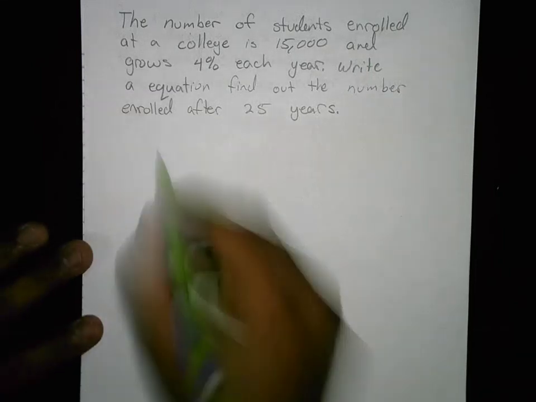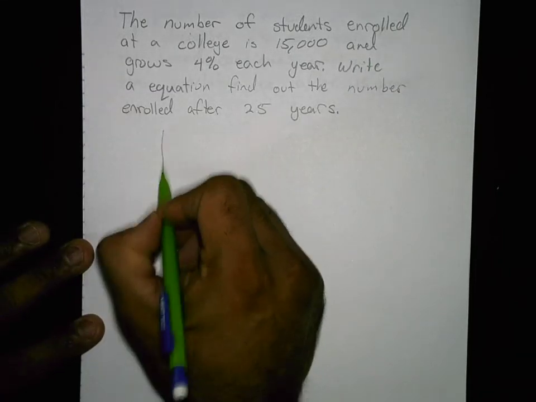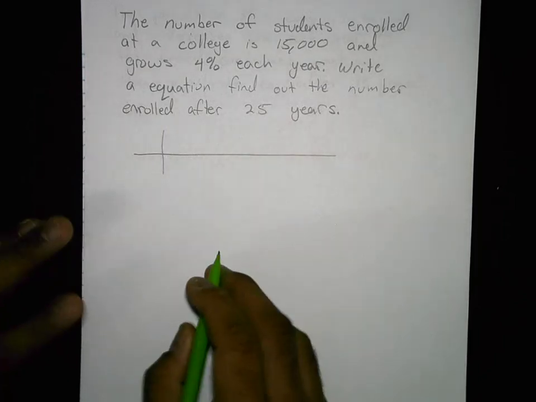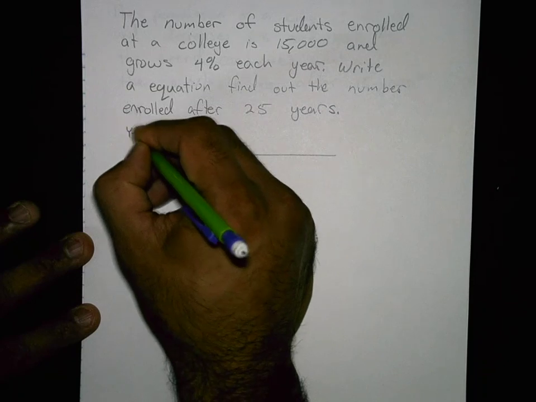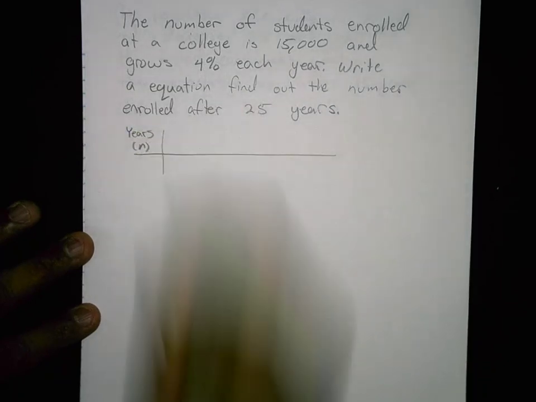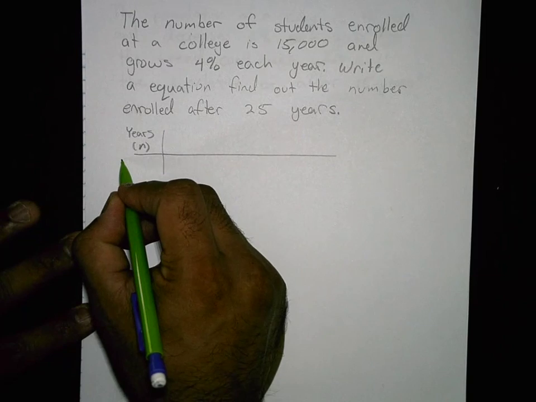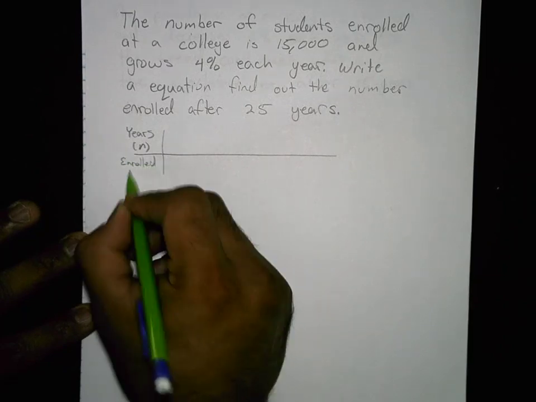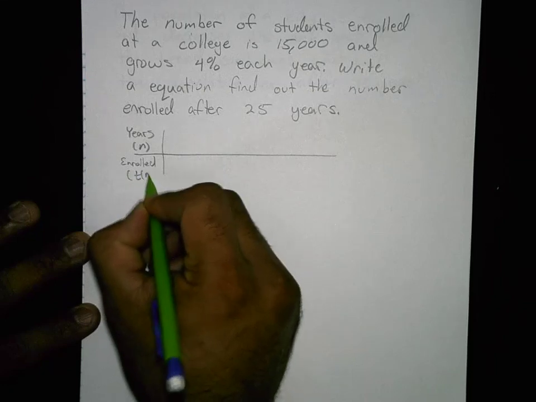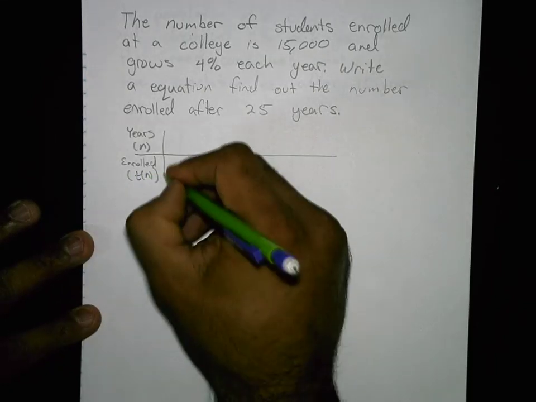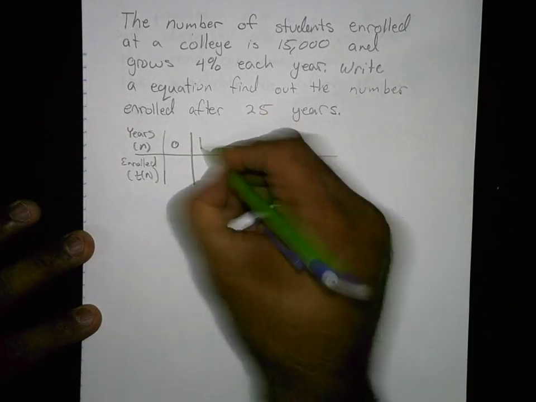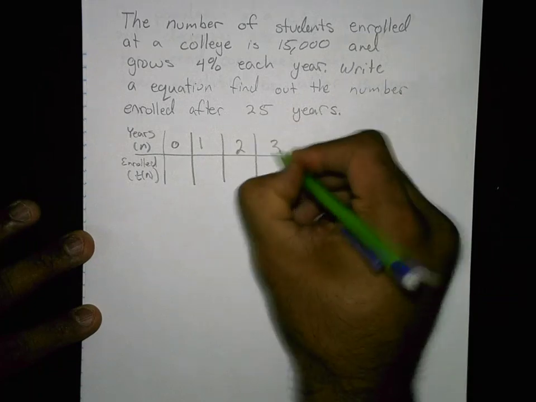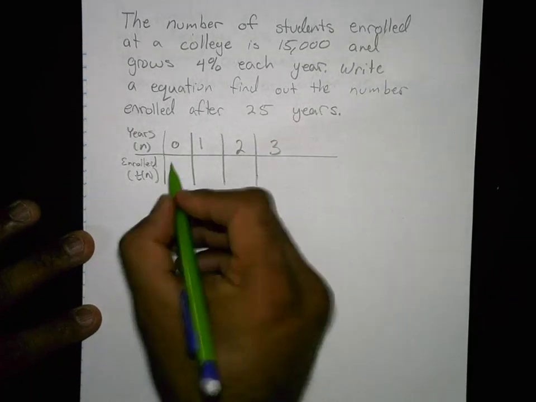So I'm going to make a table out of this. I'm going to go ahead and set this up. We can number these as years, that's our n value, and enrollment, or students enrolled, and that's going to be my T of n. So I've got year 0, 1. I'm not going to go all the way to 25. I'm going to use the equation to do that, but I'm just going to get a couple set up here. So I start with 15,000.